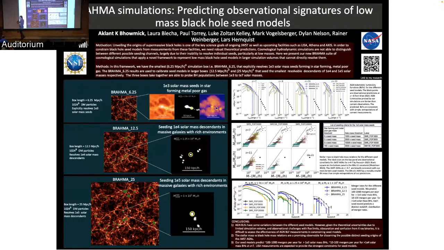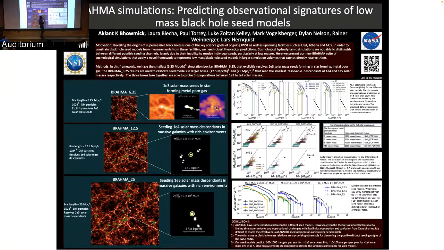We explore a wide range of seed models, which differ from each other in the total amount of star-forming metal-poor gas mass that can be converted to a black hole seed. Amongst all these observables, I'm going to focus on one plot, the top panel of the middle plot, the redshift 7 stellar mass-black hole mass relations, where the colored points show the simulation predictions, and the black dots show the JWST measurements taken from Fabio's paper. For the least restrictive of our seed models, the simulation predictions broadly produce results consistent with the JWST measurements.